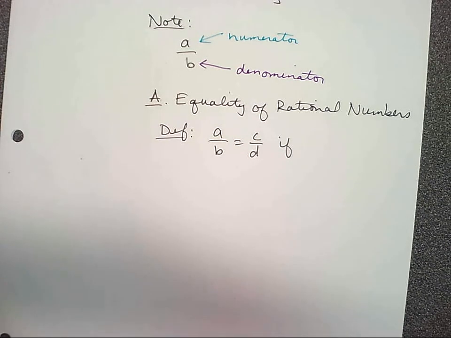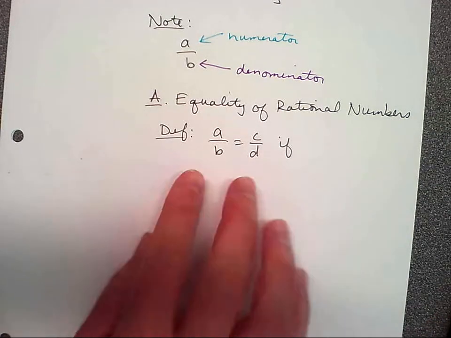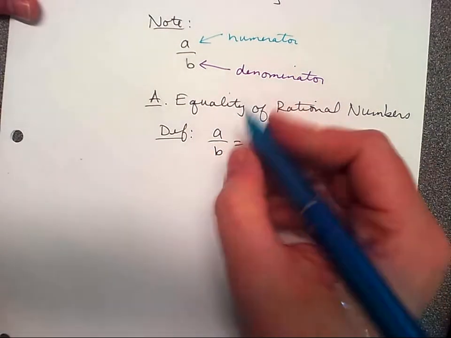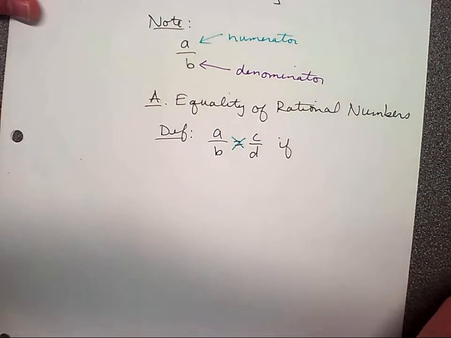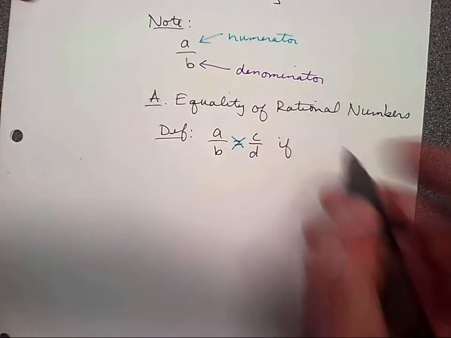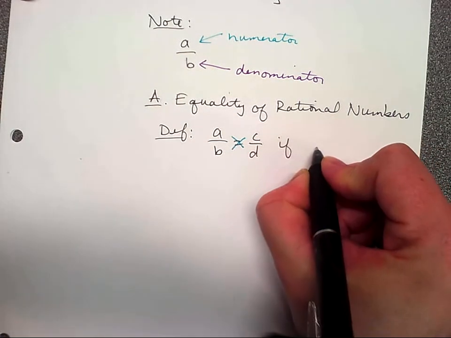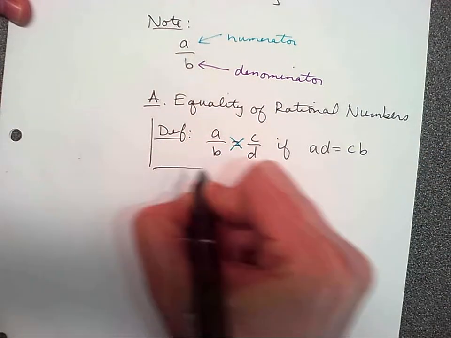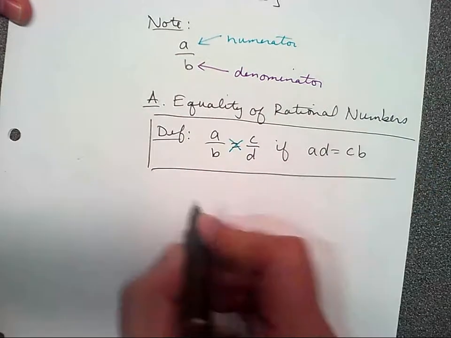What's everybody's favorite thing to do with fractions? Oh yeah, you can write them as little pizzas if you're talking about what fractions are. But everybody's favorite thing to do is to cross multiply. If you ever have fractions, the first thing people say is cross multiply, no matter what. So this is if AD equals CB. That's how we know if two fractions are equal.